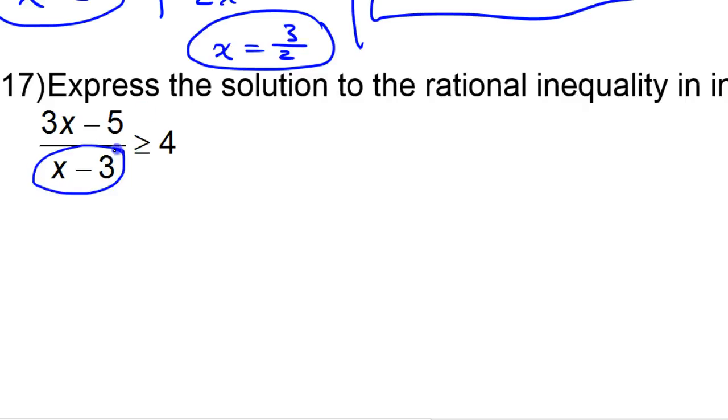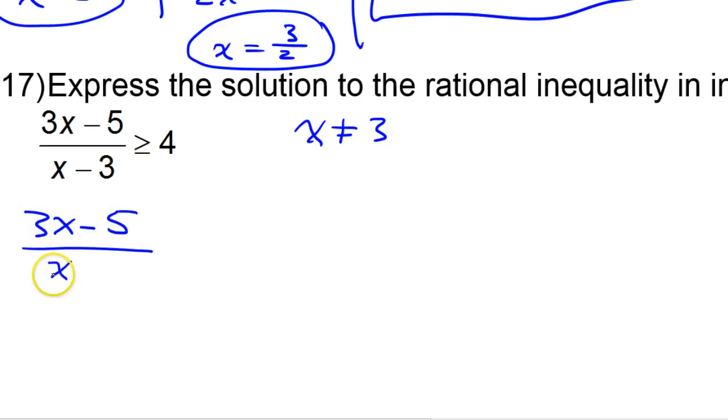So if I set the denominator equal to 0, that tells me that x cannot equal 3, because that would make a 0 denominator. So that's my excluded value. That'll be one of the values on my number line. But also, the other critical value is the solution to the related equation 3x minus 5 over x minus 3 equals 4. If I solve this, that'll give me another critical value.